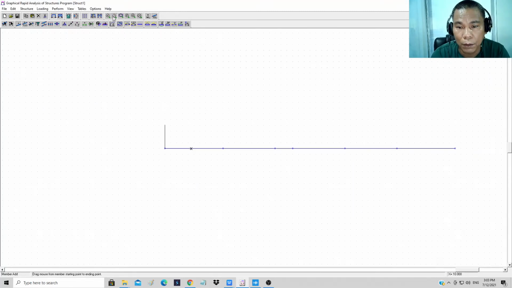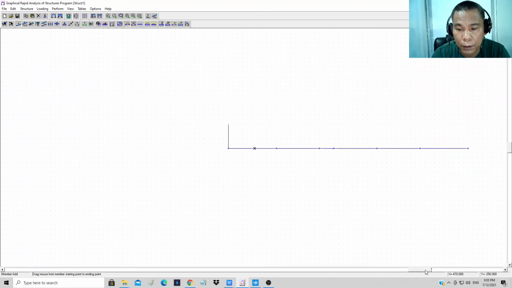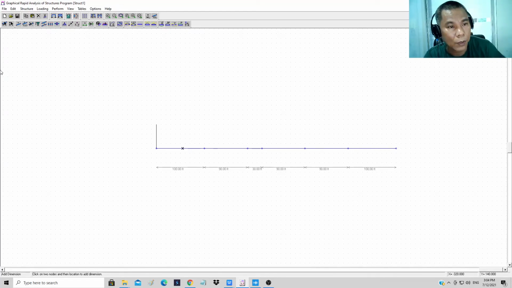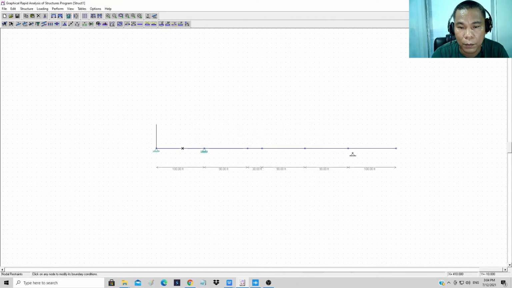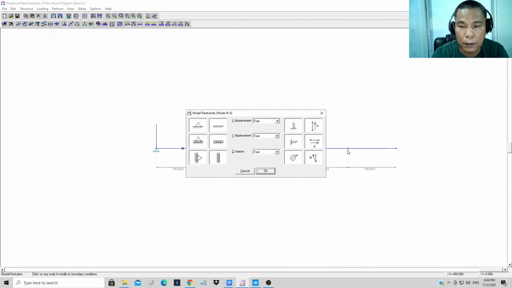So this is quite long. Anyway, we can do it this way. And to check, you can have the dimensions. That's 100 feet, then 90 feet. This should be 30, and this should be 90, then 90, and then 100. Actually, the beam is symmetrical with a hinge support at this portion, a roller support here, a roller support on this side, and a roller support here.